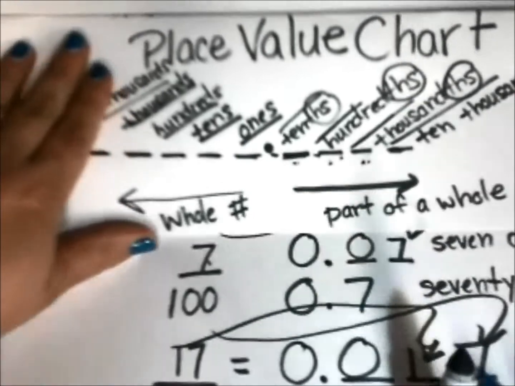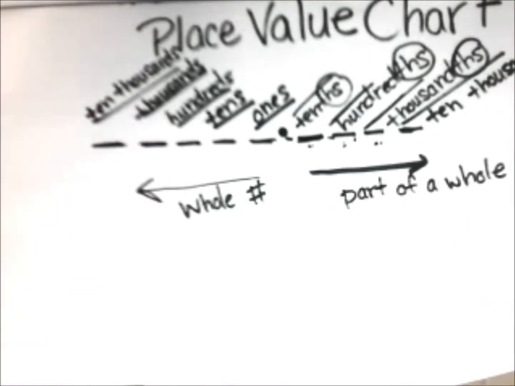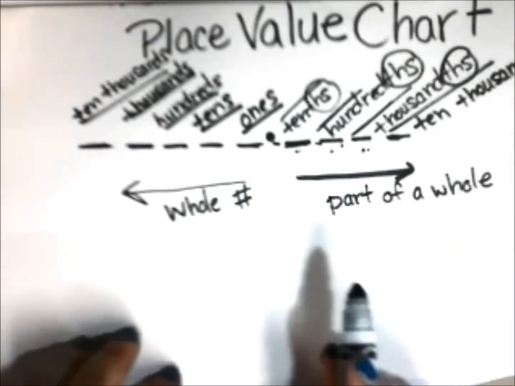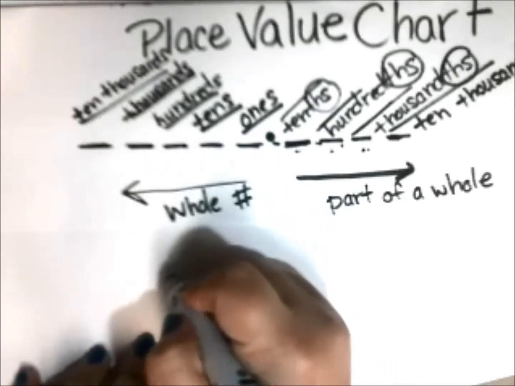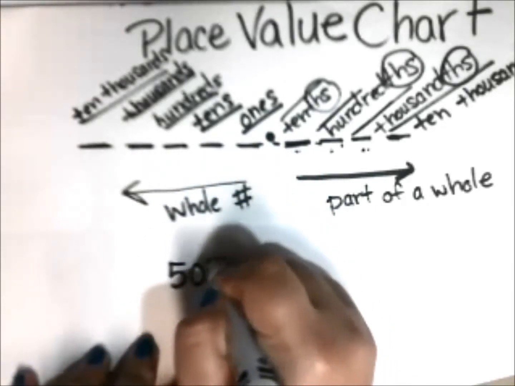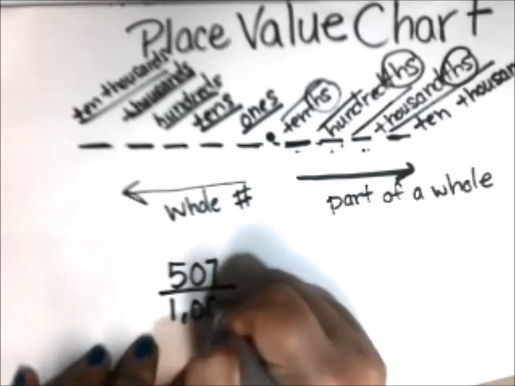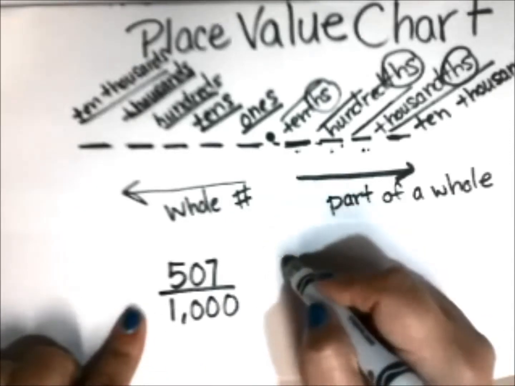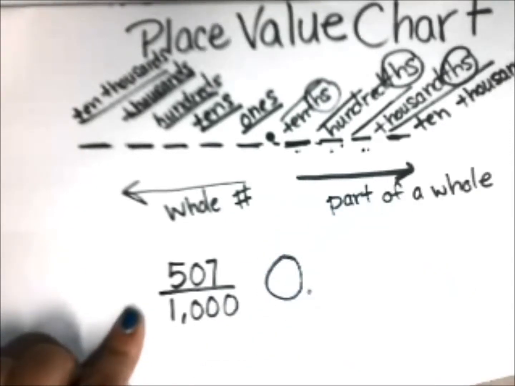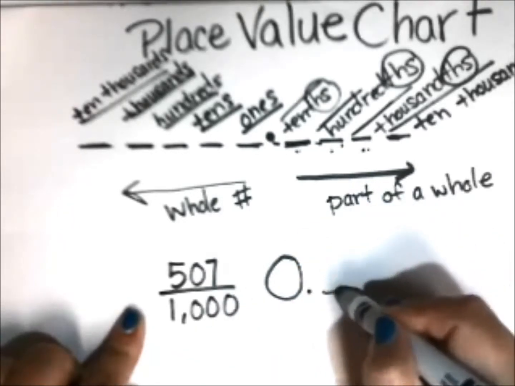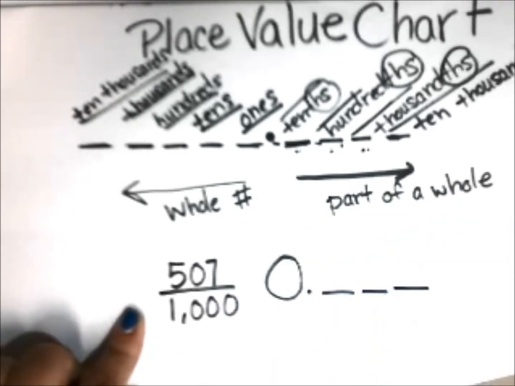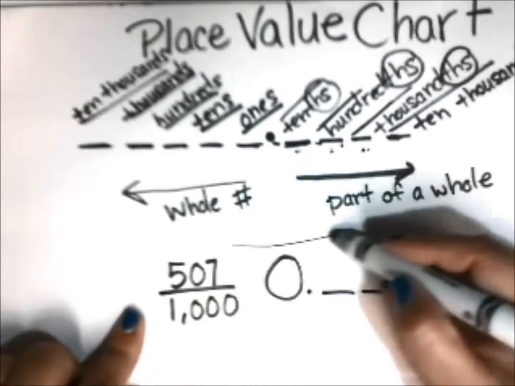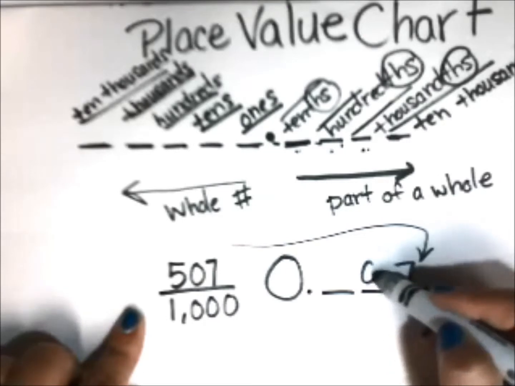One last scenario, parents. I know, this is a long one. What if I have 507 one-thousandths? What do I do in a situation like this? We do the same thing. There's no whole number, so we place a 0 in the whole number position. I have 1,000. So now I need to go ahead and backfill 3 digits, 3 numbers. 7, 0, and 5.